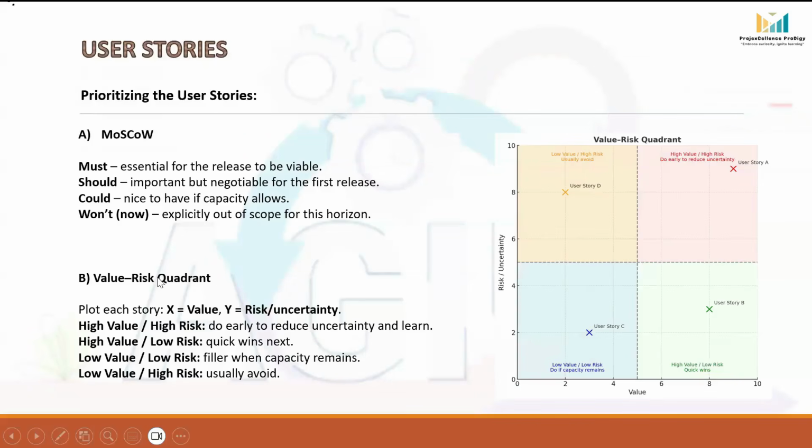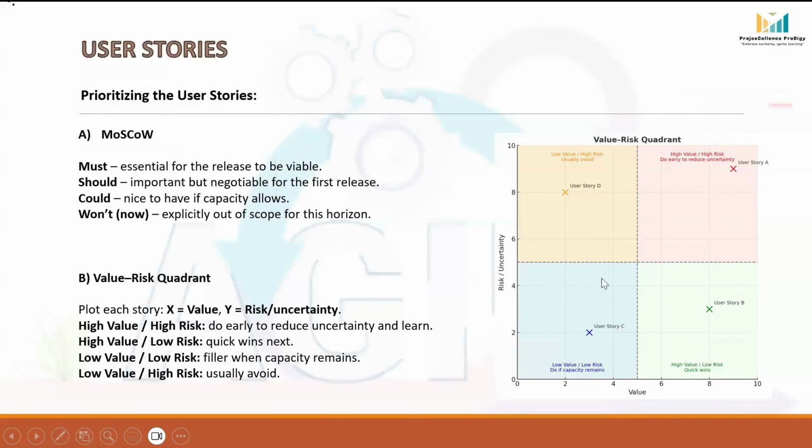The second method is the value risk quadrant. This method uses a 2 by 2 matrix to rank stories based on value, meaning how much benefit they provide, and risk, how much is unknown or technically challenging. We draw a graph. On the x-axis, we draw value, and on the y-axis, we draw risk or uncertainty.